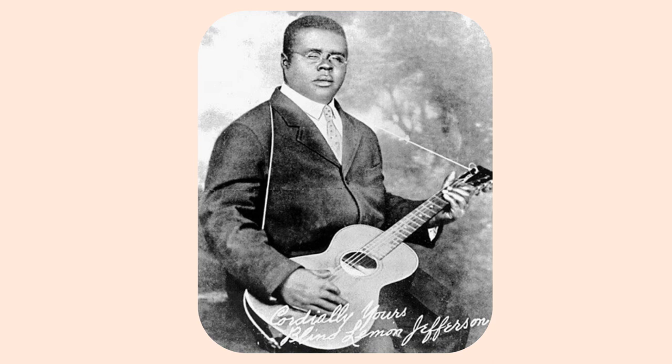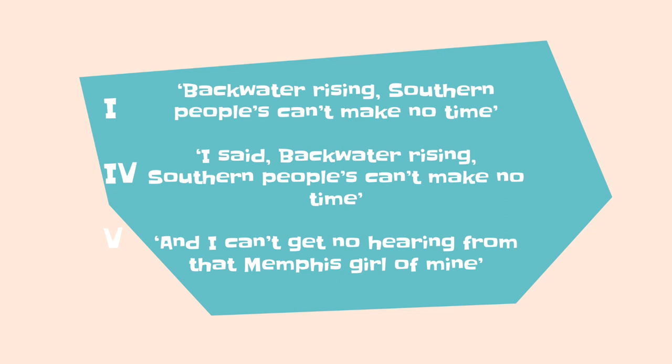So let's check out what he did there. He started by making an opening statement over chord 1. Backwater rising, Southern people can't make no time. Then he repeated this phrase, but the chord changed to chord 4.